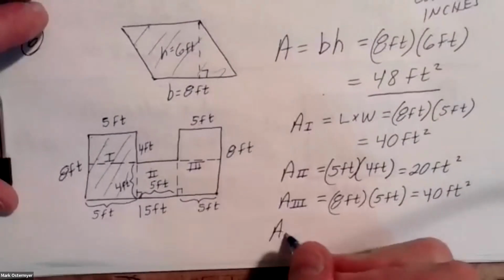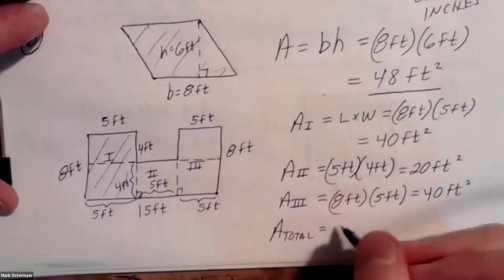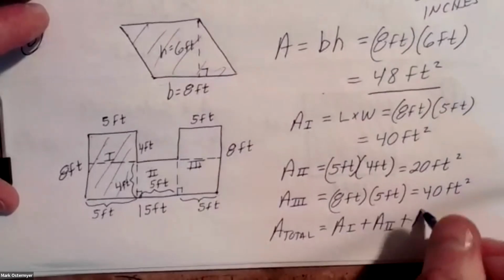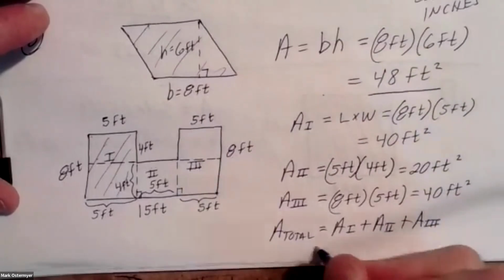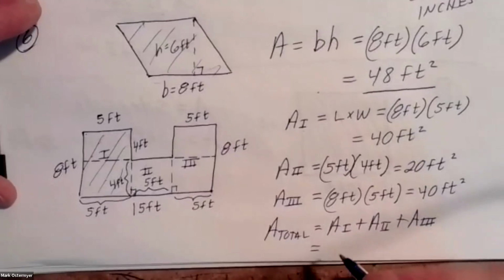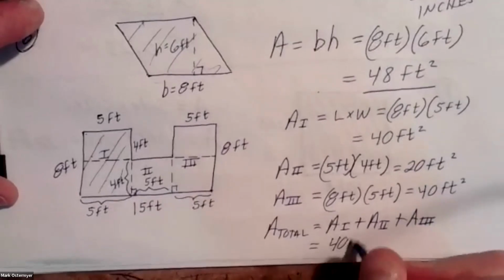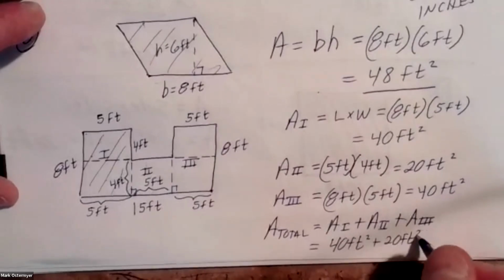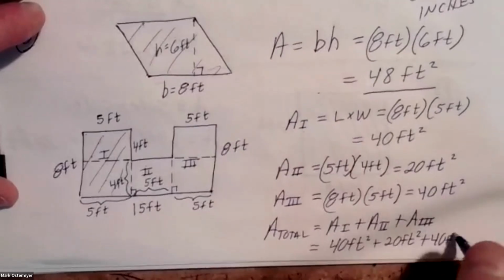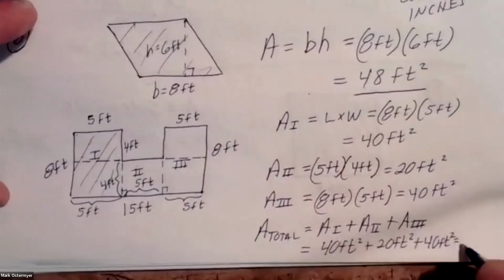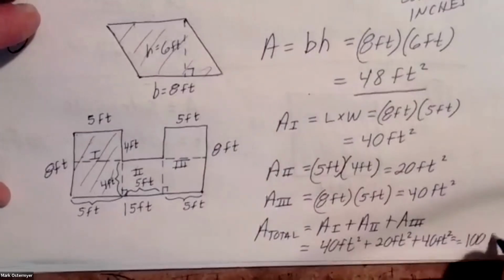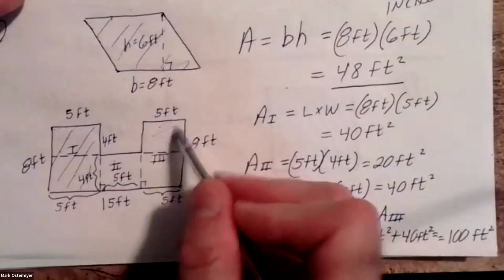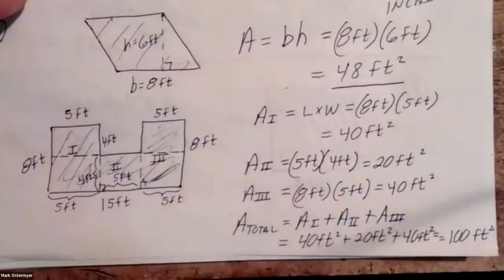Finally, to get the total area, we know that's going to be the sum of areas 1, 2, and 3, all added up. So the total area of that shape is area 1, which is 40 square feet, added to area 2, which is 20 square feet, added to area 3, which is 40 square feet. That gives us 100 square feet total, and we're done with the problem. The entire area of this shape, ladies and gentlemen, is 100 square feet.